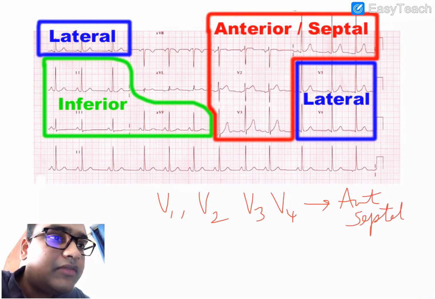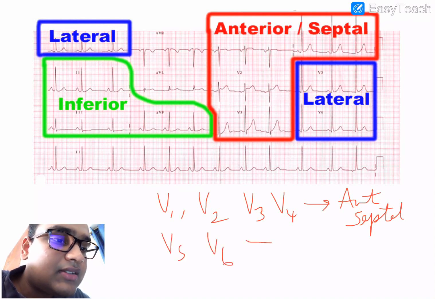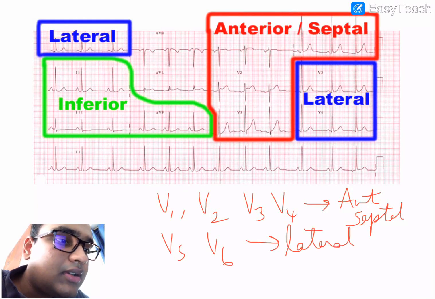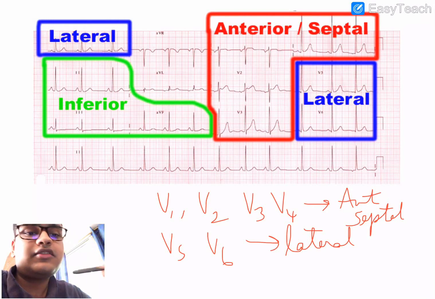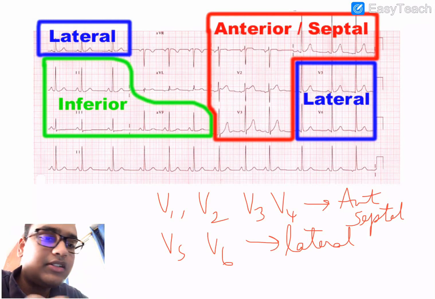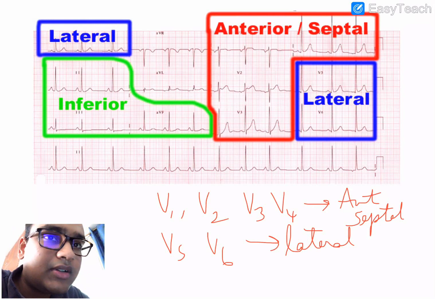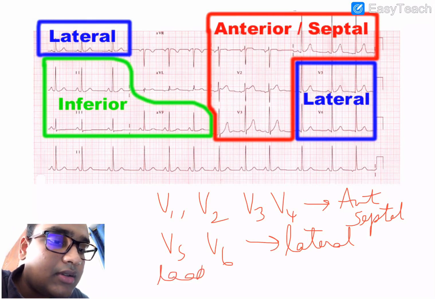Anteroseptal infarcts are seen in V1, V2, V3 and V4. In V5 and V6 you can find lateral infarcts. This lateral infarct can also be seen in lead 1, because lead 1 is also positioned from the two upper limbs. So lead 1 is also for lateral infarct.